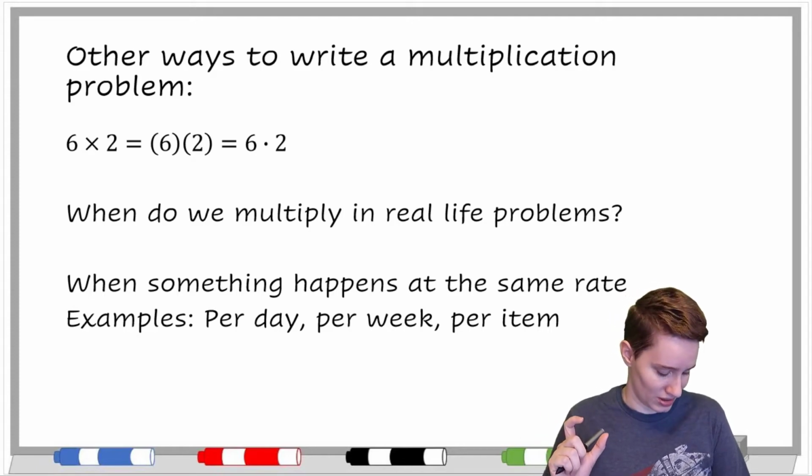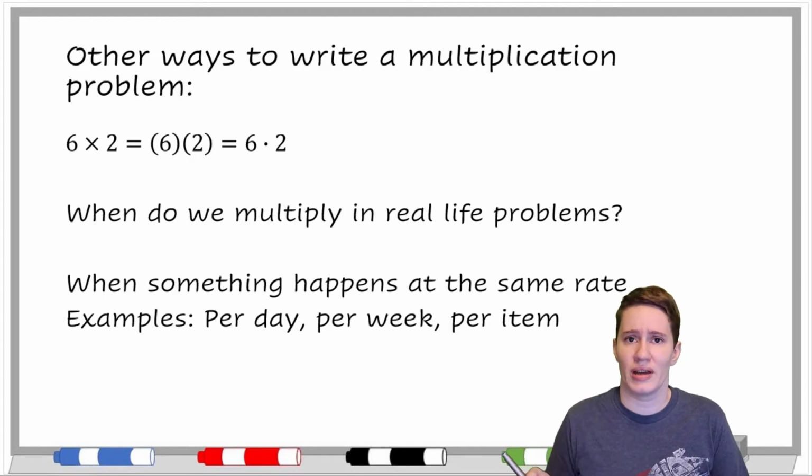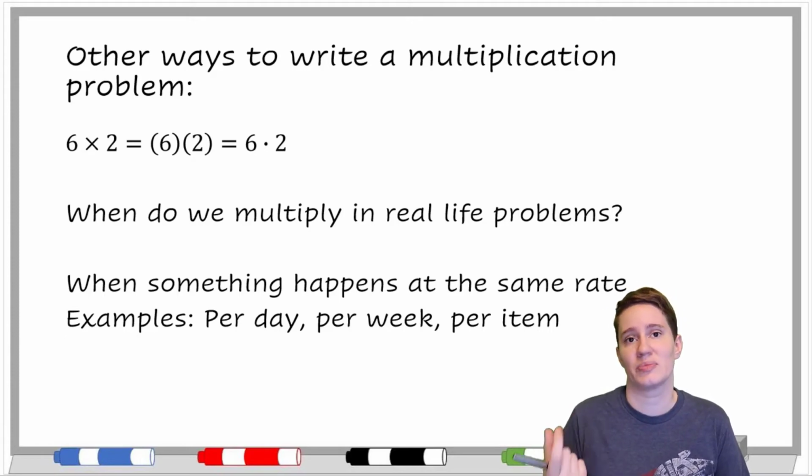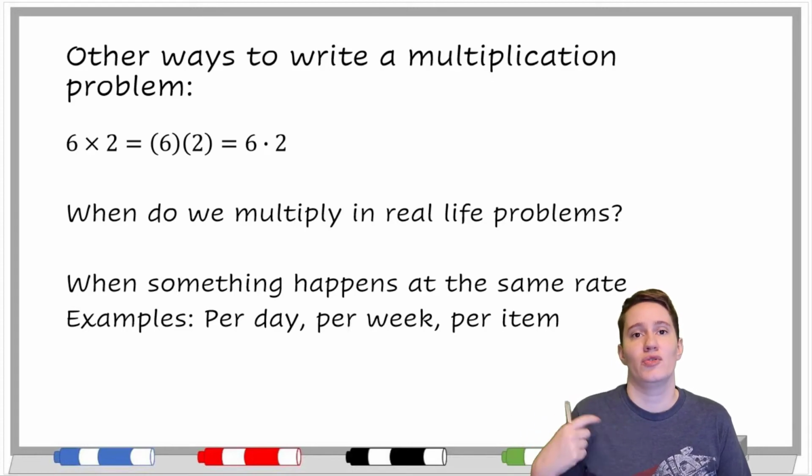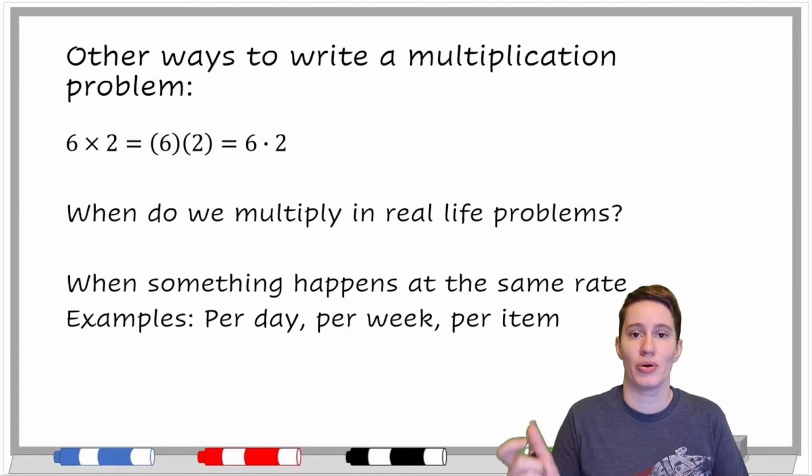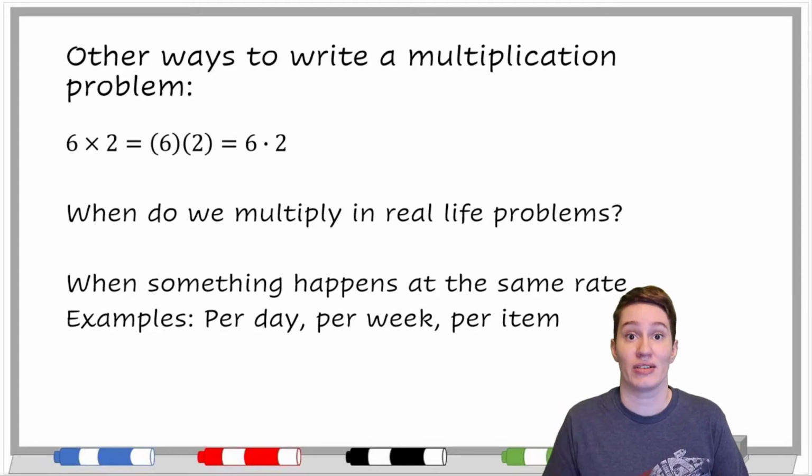The other thing I want us to think about is, when do we multiply in real life problems? Why do we multiply things? Basically it helps us whenever something is happening at the same rate over time. If you have something that's happening per day, per week, per month, that's when we can multiply instead of having to add. Or per item, like when you go to the store, if you buy 5 of the same item that are all priced the same, you can multiply to find the answer. So that's some real world things that make us multiply.